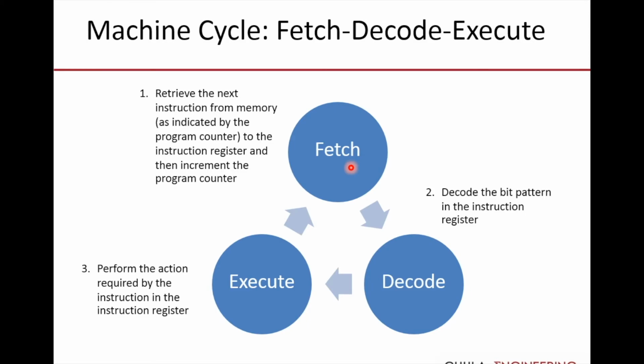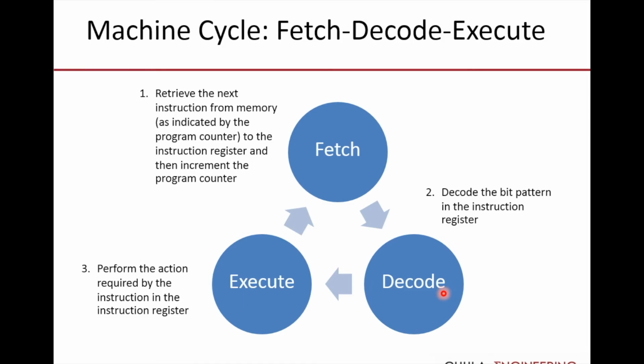After the instruction is fetched and stored in the IR, the control unit will decode the bit pattern in the instruction register. This step is called decode. The reason it decodes the instruction is that the instruction, which is 2 bytes in this case, contains both the instruction type, or opcode, and also the operands, which indicate the register or memory on which the execution needs to be performed.